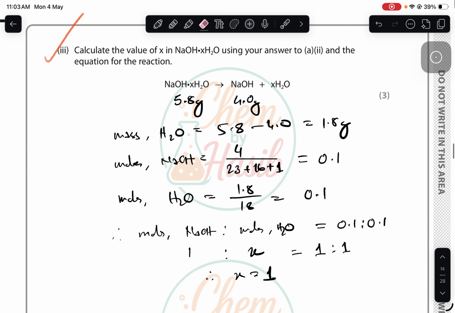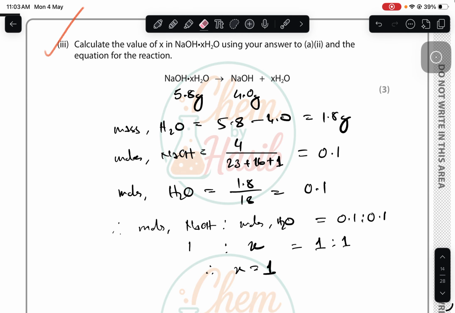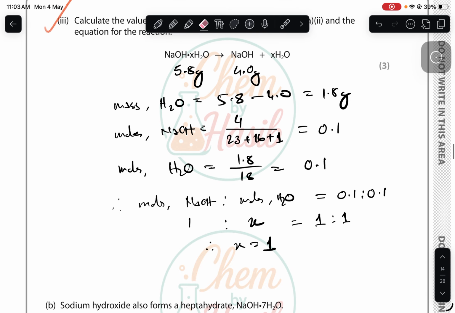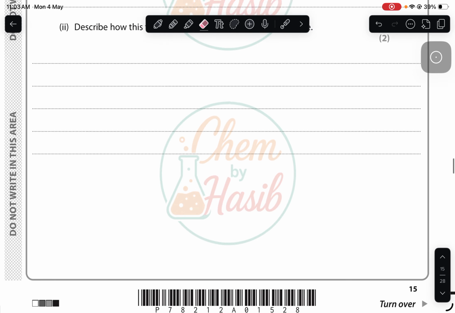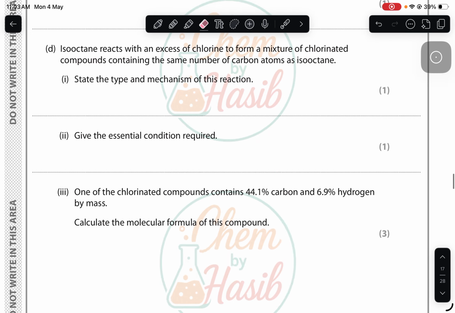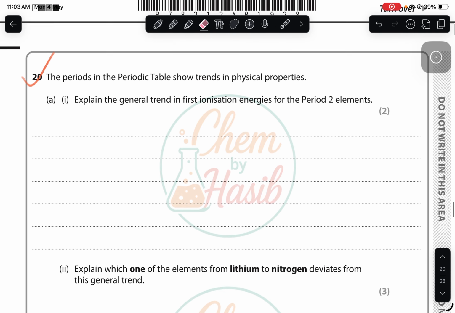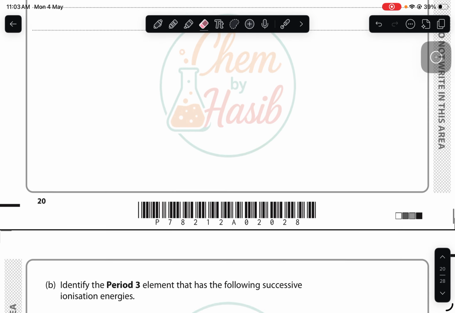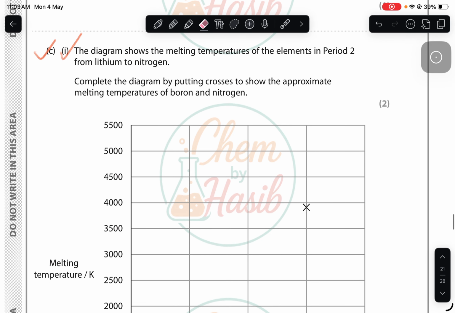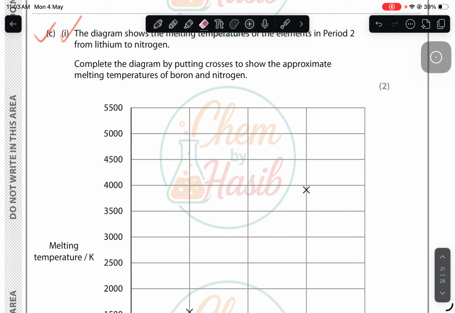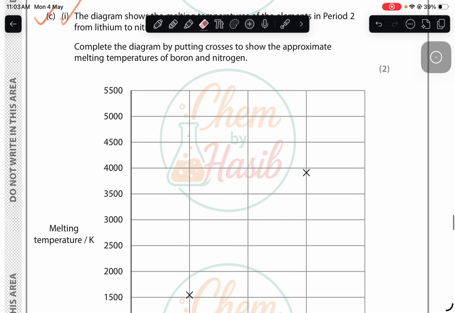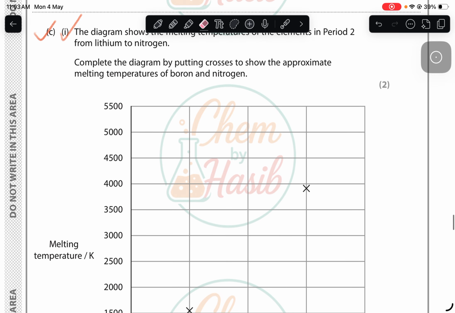All right. Okay. Now we move on to the next question. The next question you asked me to solve was question number 20C1. It says complete the diagram by putting crosses to show the approximate melting temperatures of boron and nitrogen.